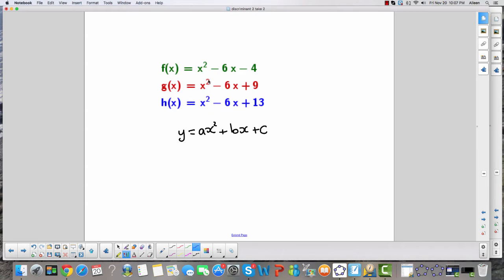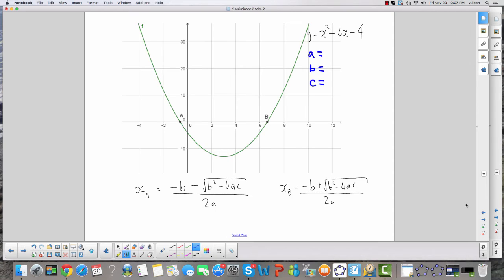I've got three different functions here, and we're going to solve each one to find its zeros and look at the parabola. Each of them is of the form ax squared plus bx plus c. And so we're going to use the quadratic formula to find the x-intercepts. Here's our first graph: x squared minus 6x minus 4. We see there's an x-intercept occurring at A and at B. This is how we're going to calculate the x value at A and the x value at B.